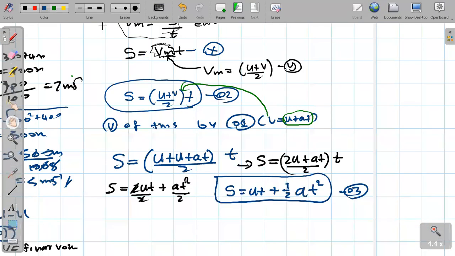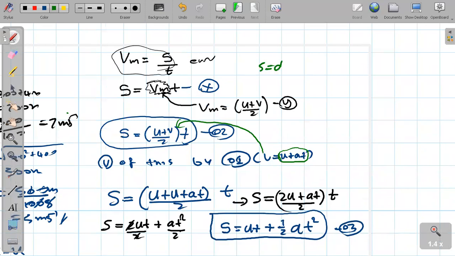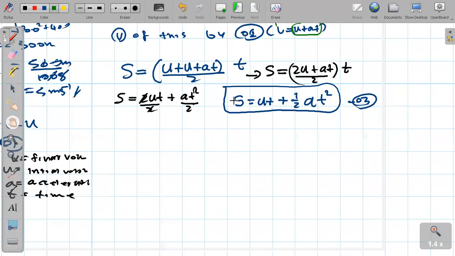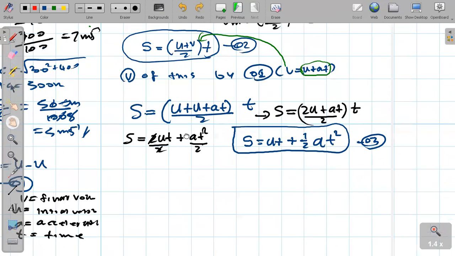So here in this equation we know S is displacement. And here there is another extra factor. Extra factor is acceleration. You also know that. So can you understand this derivation? Let me know, everybody. Yes, sir. Okay, very good. Copy this very quickly. Done?